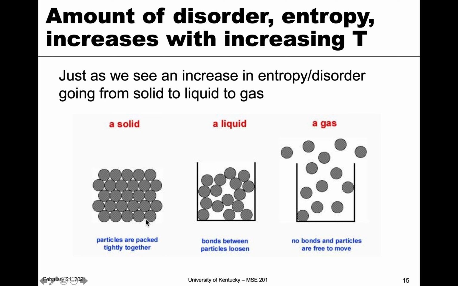We have a solid here where everything's very tightly bound and ordered. We have a liquid where it's a little bit looser and things are free to move about one another. And then you have a gas where there's no longer very many bonds between the atoms, and they're really free to move in a random Brownian fashion. That is caused by an increase in temperature. An increase in temperature causes more and more disorder, and therefore entropy, with increasing temperature. And so this is an example of that.